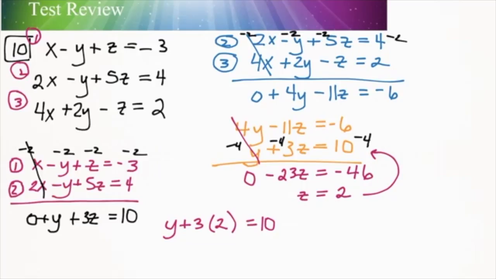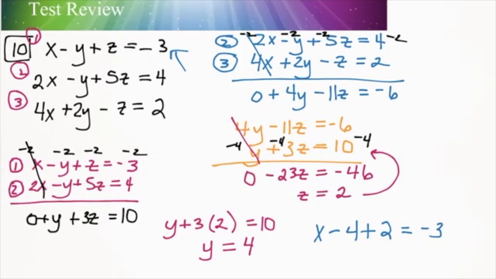And then I'm going to subtract the 2 times 3 over, so that's basically subtracting 6. And 10 minus 6 will give me 4. So now I've got y equals 4 and z equals 2. Now I'm going to go back up to one of the previous equations. Let's try that first one, number 1. And I'm going to have x minus 4 plus 2 equals -3.